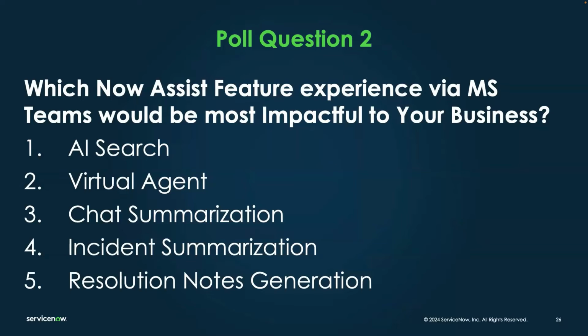All right. I'm going to go ahead and end the poll here. And again, a pretty good distribution. It looks like top of the list is virtual agent. Pretty cool to see. Then AI search. And we have incident summarization, resolution notes generation, and chat summarization. Okay, nice. Thank you guys.